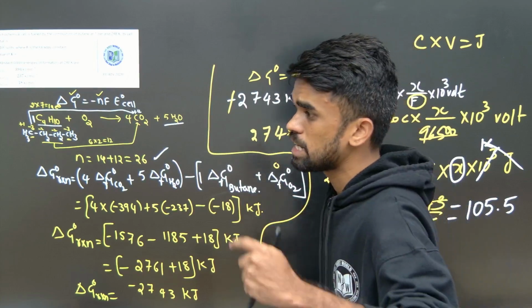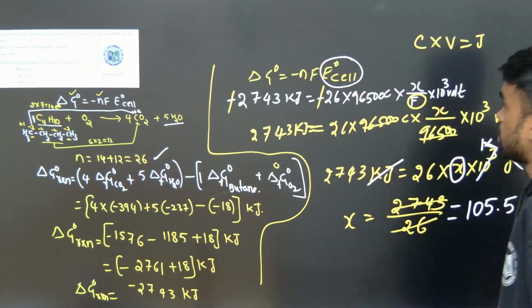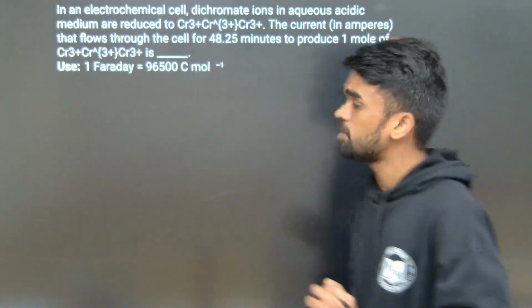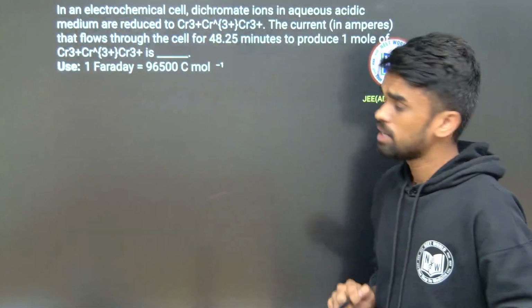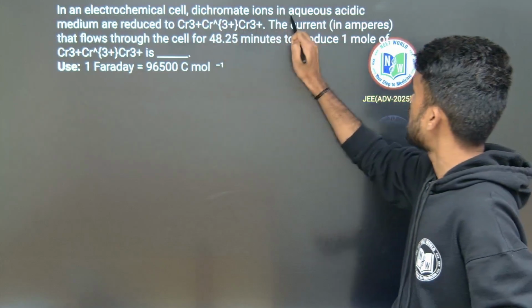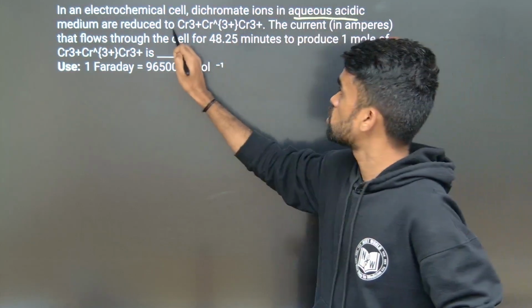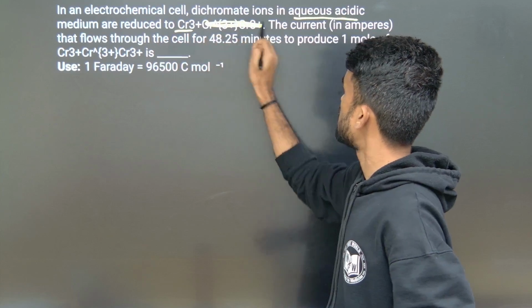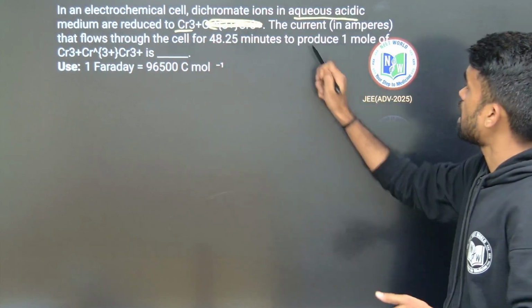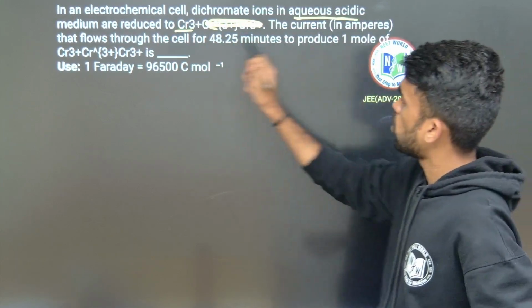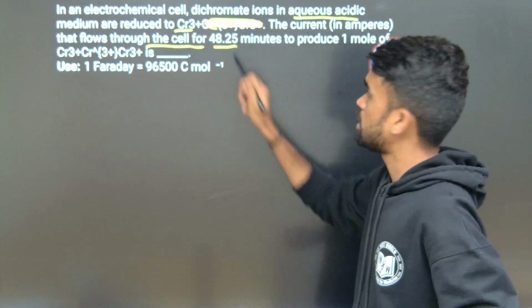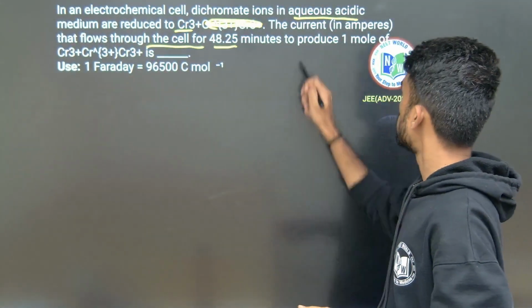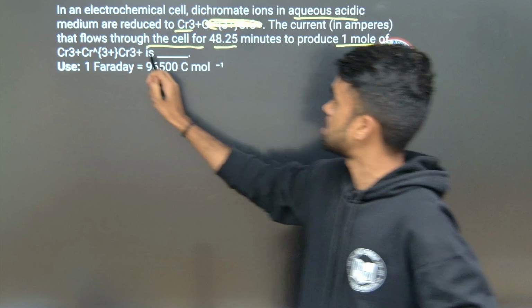Okay. Let us discuss one more question here. In this question an electrochemical cell is given. In that, dichromate ions in acidic medium are reduced to Cr plus 3. Just remove this part, maybe a printing mistake here. Now, the current flows through the cell for 48.25 minutes to produce 1 mole of chromium plus 3.